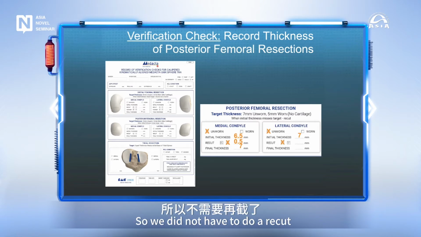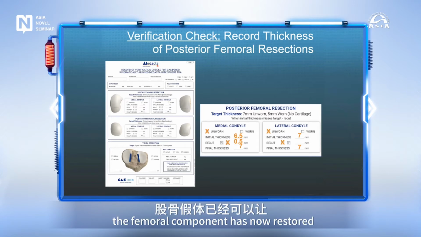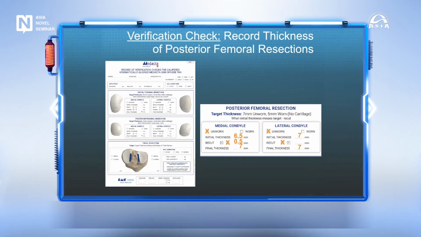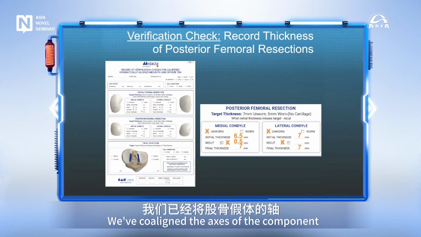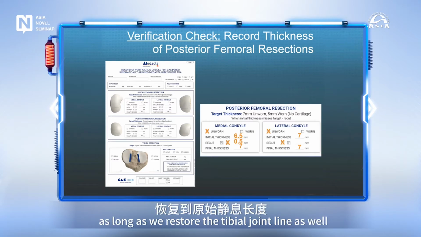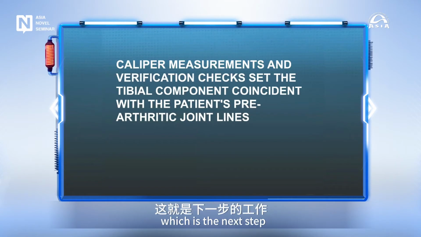So we did not have to do a recut, and our final thickness was 7. And so now the femoral component has restored the patient's distal and posterior prearthritic joint lines, and by definition, the femoral component is kinematically aligned. We've co-aligned the axes of the component to those of the knee, and we have restored the native resting lengths of the healthy ligaments as long as we restore the tibial joint line as well, which is the next step.